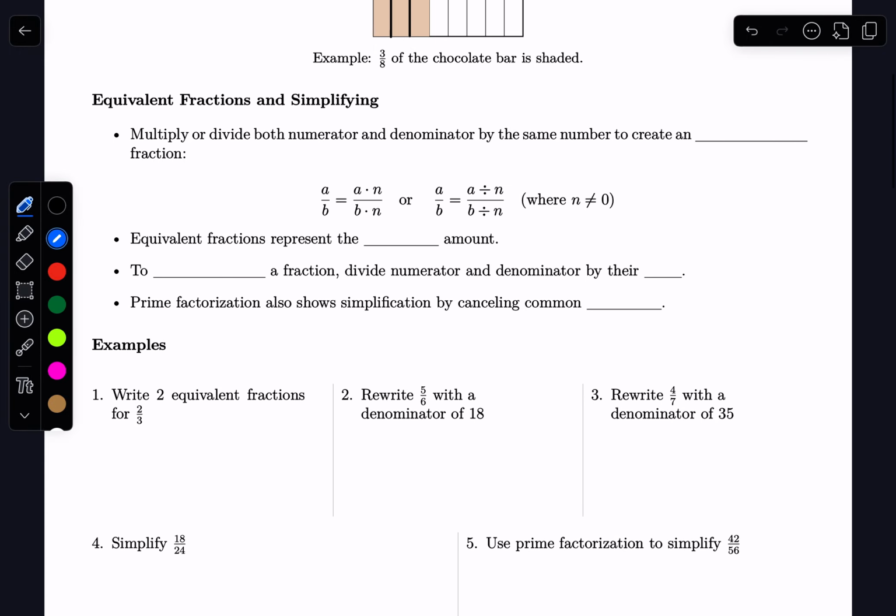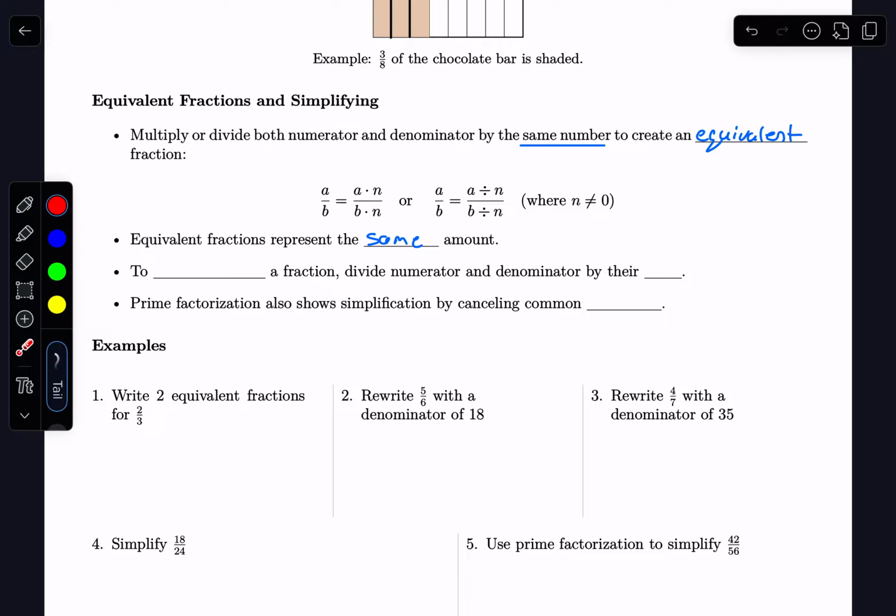So how do we do it? Well, if we multiply or divide both the numerator and denominator by the same number, then we can create an equivalent fraction. And by equivalent fraction, I mean that it is a fraction that represents the same amount. So you can see the formulas we have here. If we start with a over b and we multiply a times n and b times n, so we multiply top and bottom by the same number, then the new fraction on the right will be equivalent to the fraction on the left. It will look different, but they will have the same value.